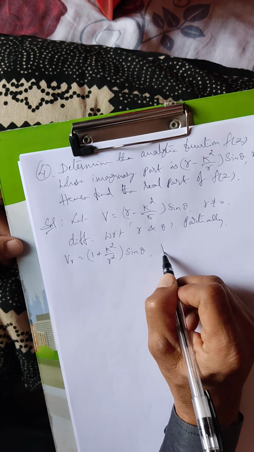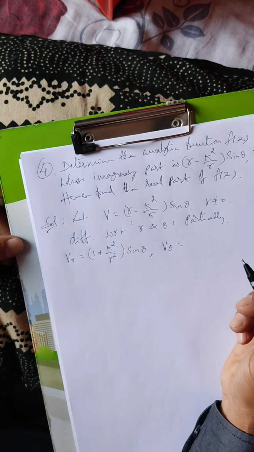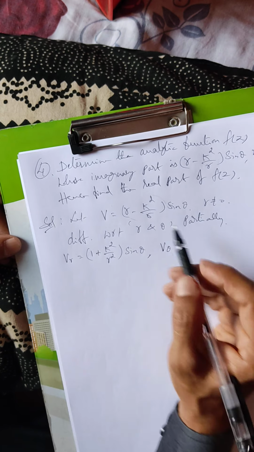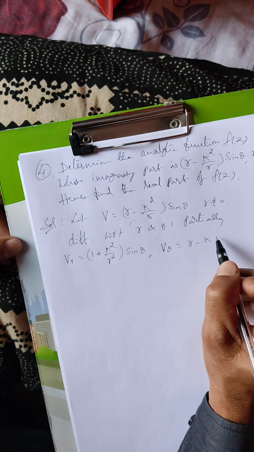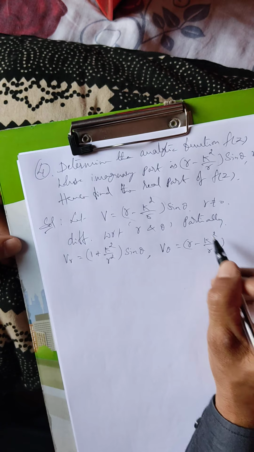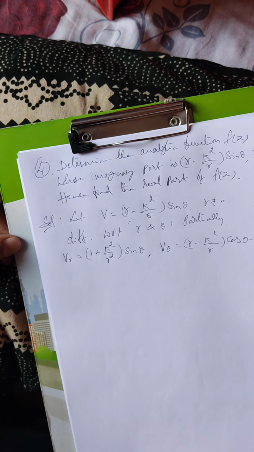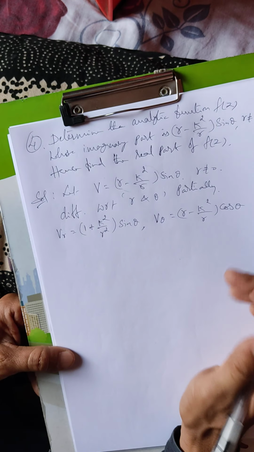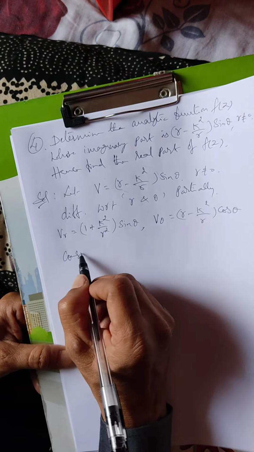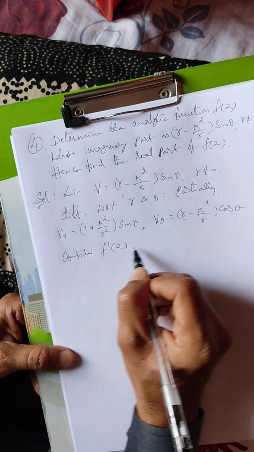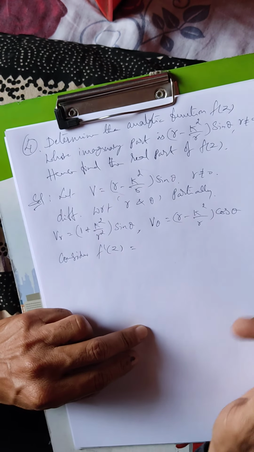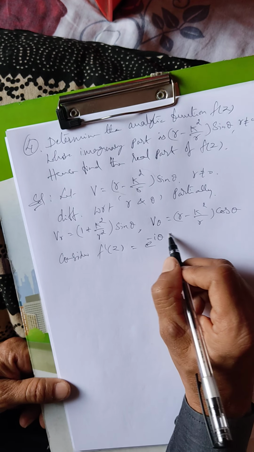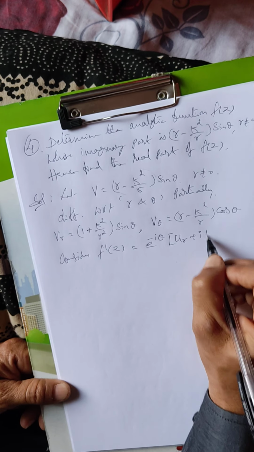Next, v theta is equal to, now the bracket quantity is a function of r, which is constant, so we keep it as it is, r minus k square by r. Derivative of sin theta is cos theta, so we got Vr and v theta. Now let us consider f dash of z in polar form. So what is f dash of z in polar form? It is e power minus I theta into ur plus I Vr.